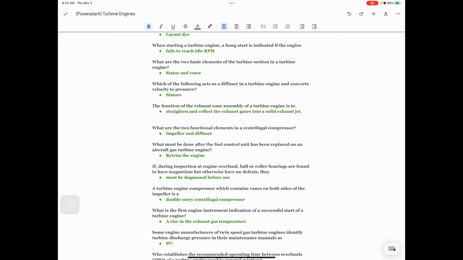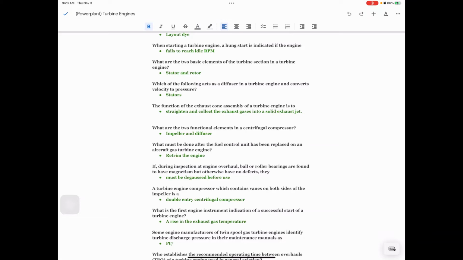What are the two basic elements of the turbine section in a turbine engine? Stator and rotor. Which of the following acts as a diffuser in a turbine engine and converts velocity to pressure? Stators. The function of the exhaust cone assembly of the turbine engine is to straighten and collect the exhaust gases into a solid exhaust jet.